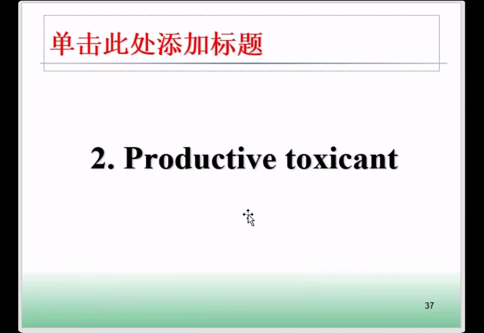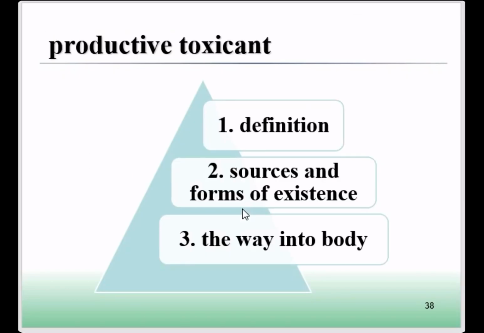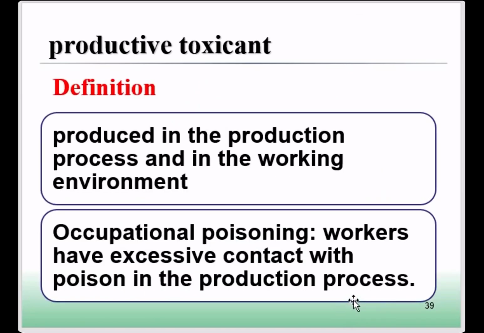And now let's move to the second topic, productive toxicant. For the productive toxicant, we will introduce three things. The first one is identification. The second one is sources and forms of existence. The third one is the way into the body.